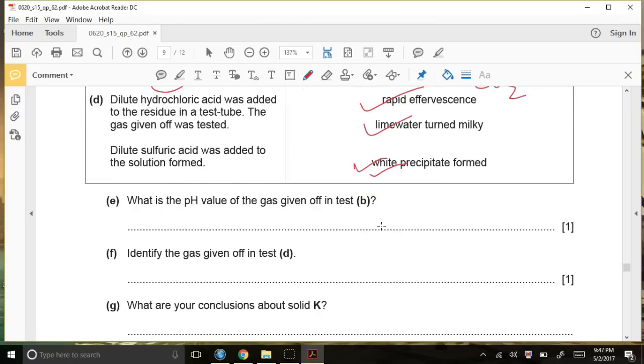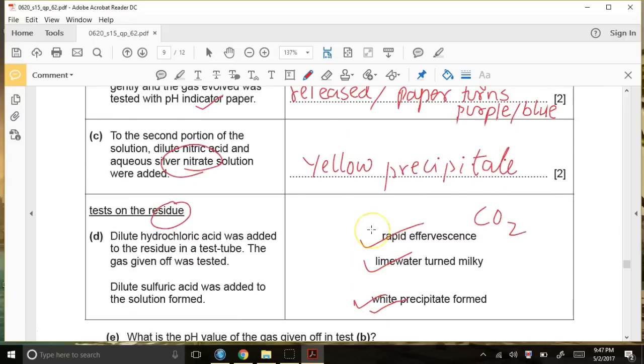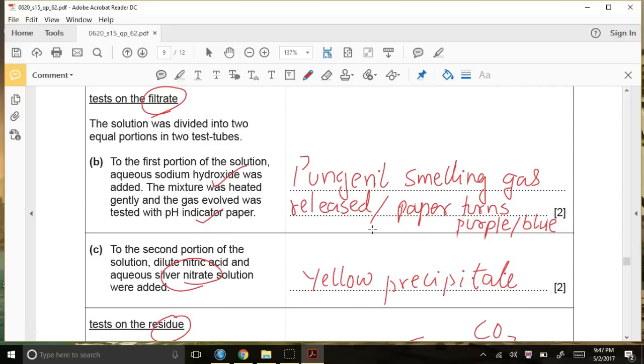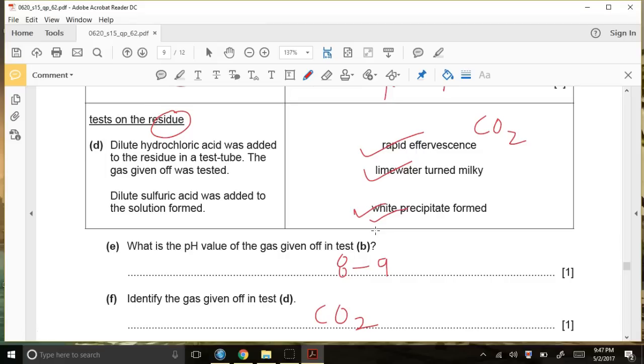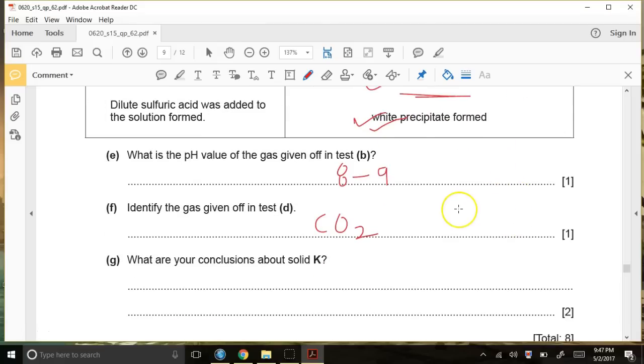E part, what is the pH value of the gas given off in test B? Well, test B was here. This is the ammonia gas we are talking about. Ammonia is a weak base, so that's why the pH should be somewhere, I could say 8 or 9. Identify the gas given off in D. Clearly that was carbon dioxide there, because that's the only gas which could do this, turning lime water milky. And then what conclusion can you draw about solid K?